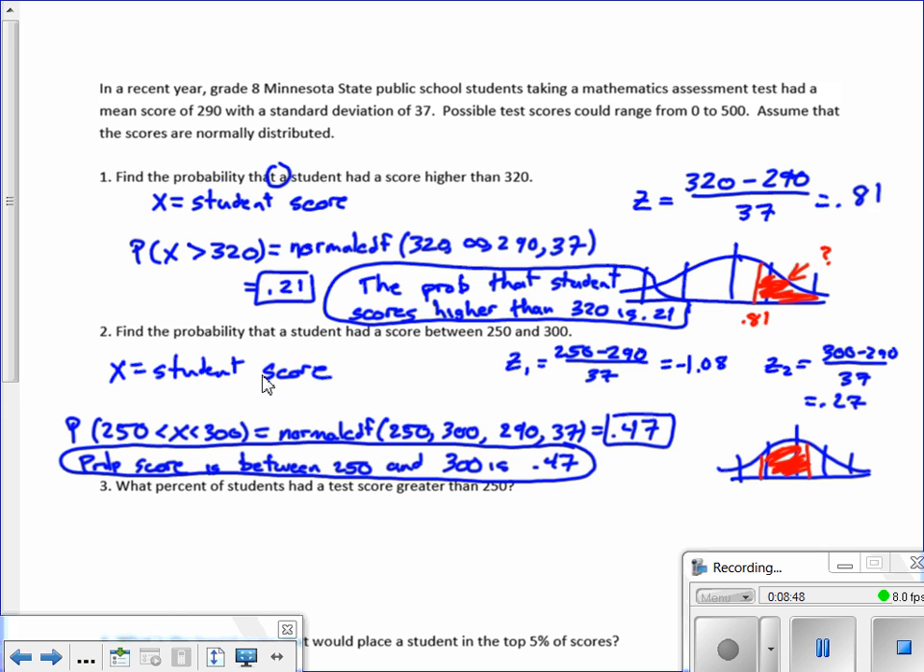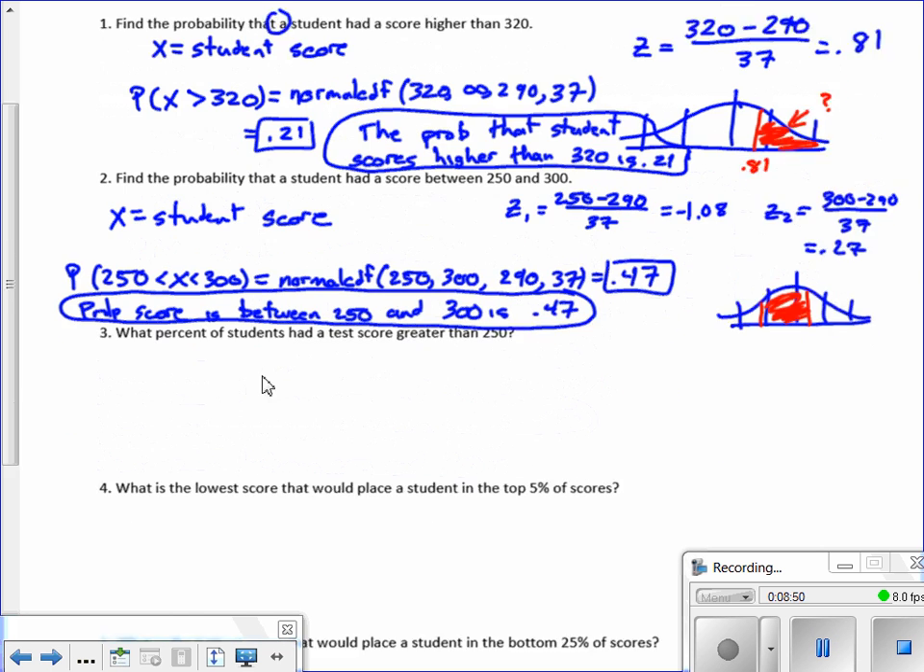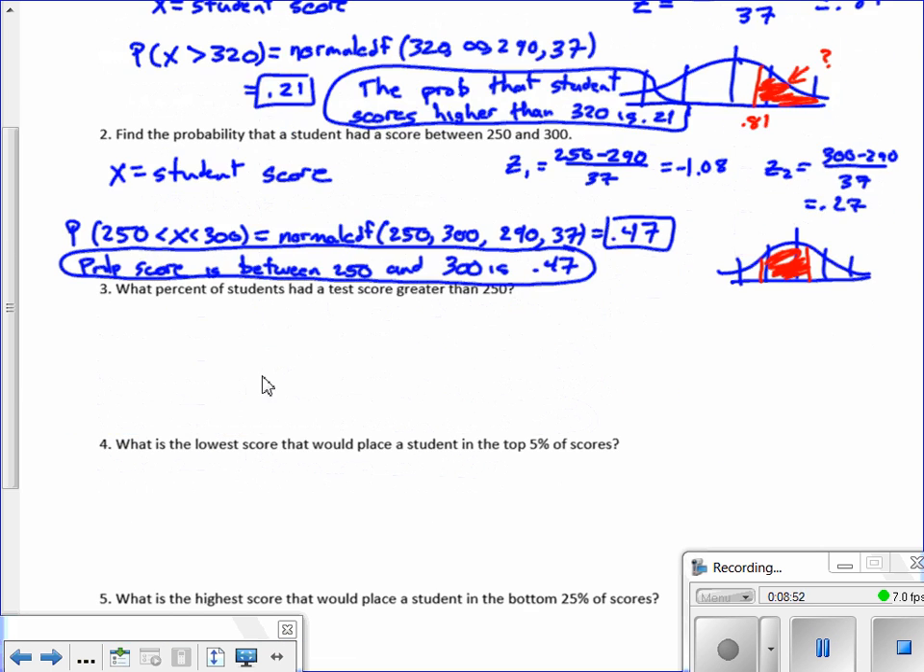All right. What percent of students had a score greater than 250? So again, this time we're going to let x be percent of students. Excuse me, no, that's not true at all. X is still going to be student score. And this is really not any different. We're just looking for the probability x is over 250. Well, here's the thing. We just actually got a z-score for 250, and that is negative 1.08.